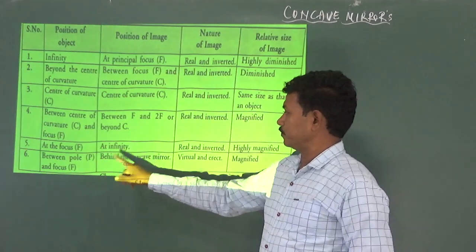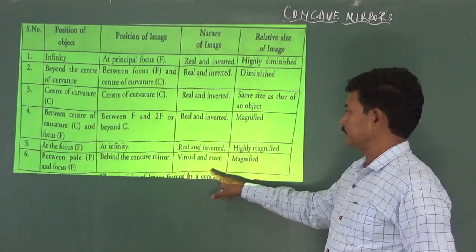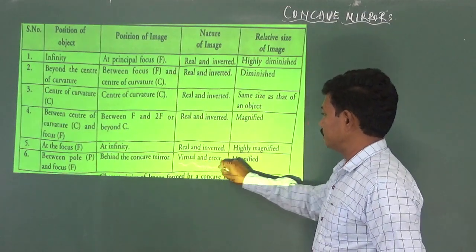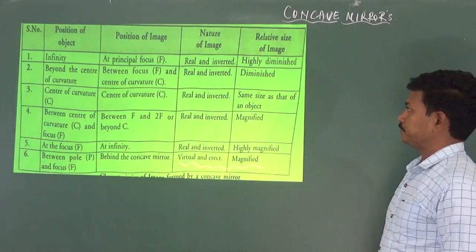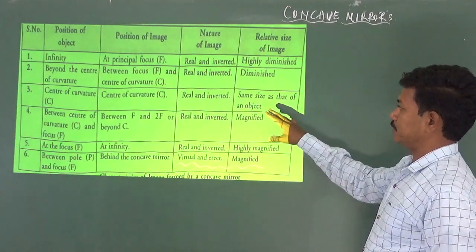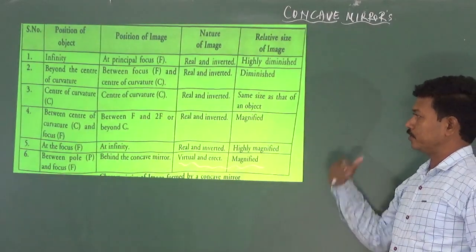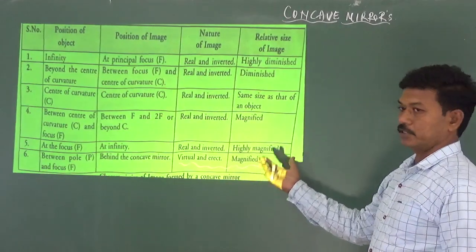Between the pole and focus, when you keep the object, the image is formed behind the concave mirror. It is virtual, erect, and magnified. This is very, very important. This is the picture, not on the screen, it should be in your mind. Whenever you want, you should be able to recall this. And many questions are going to come on this.